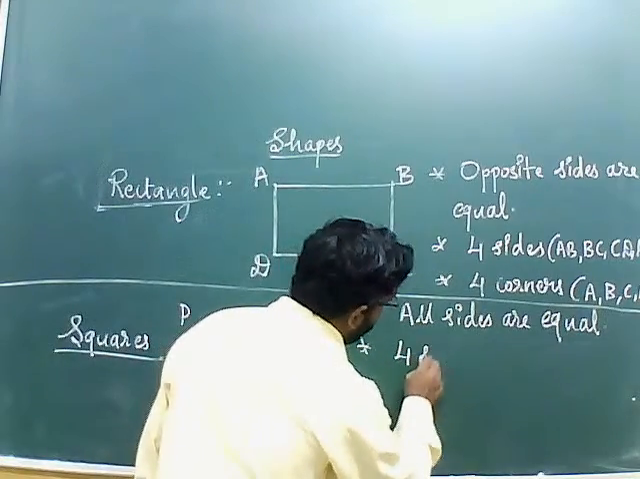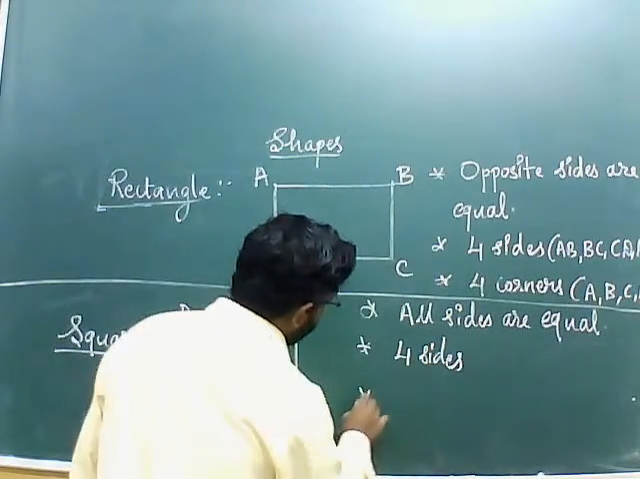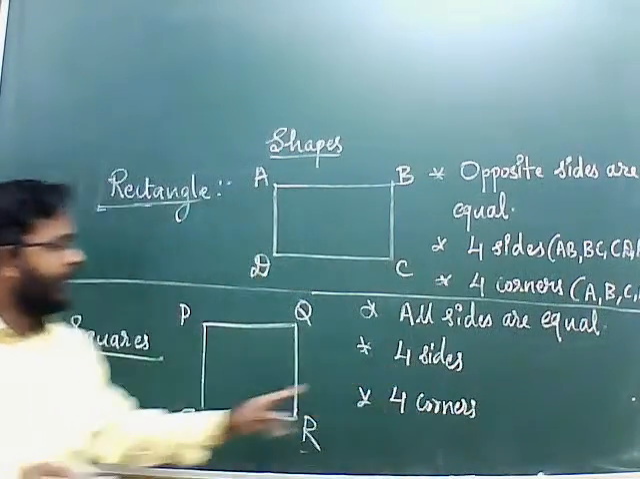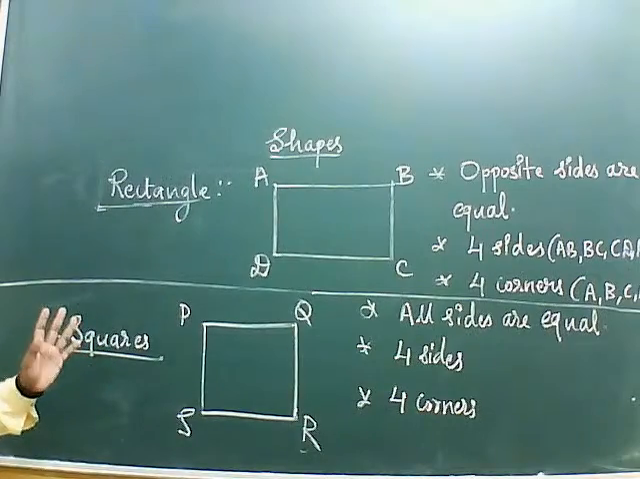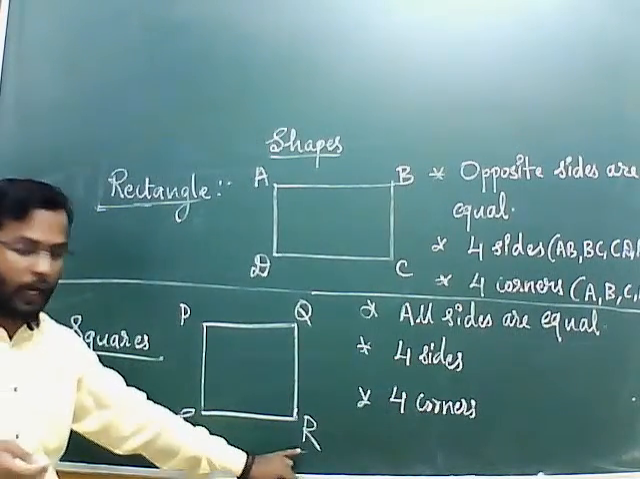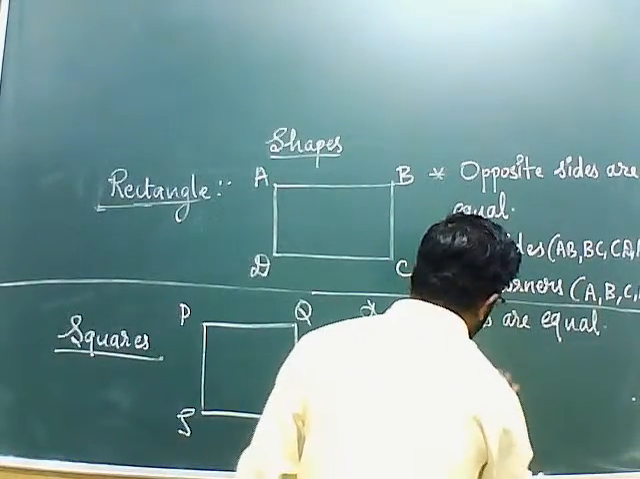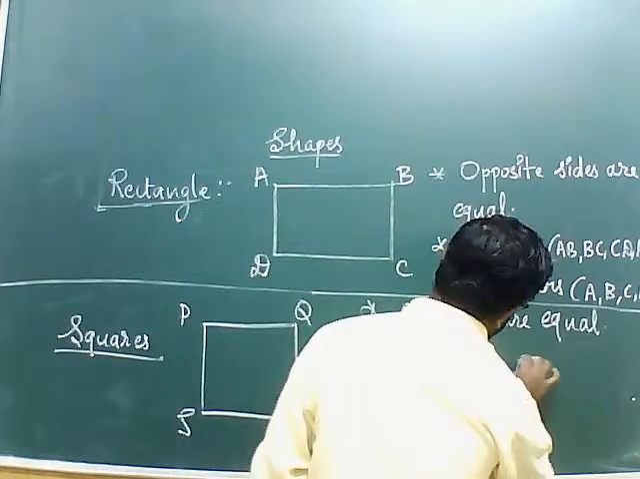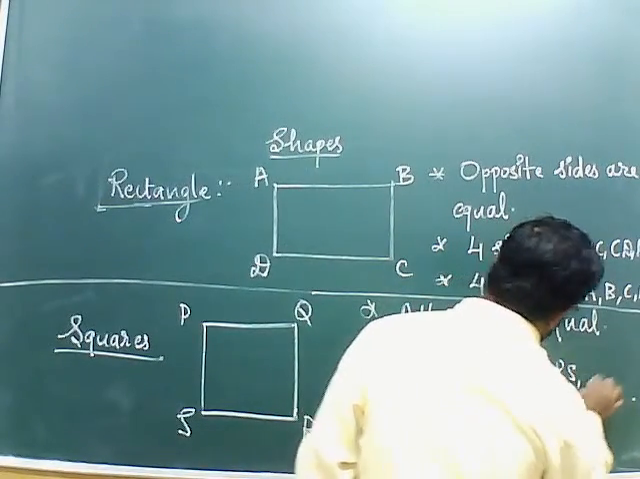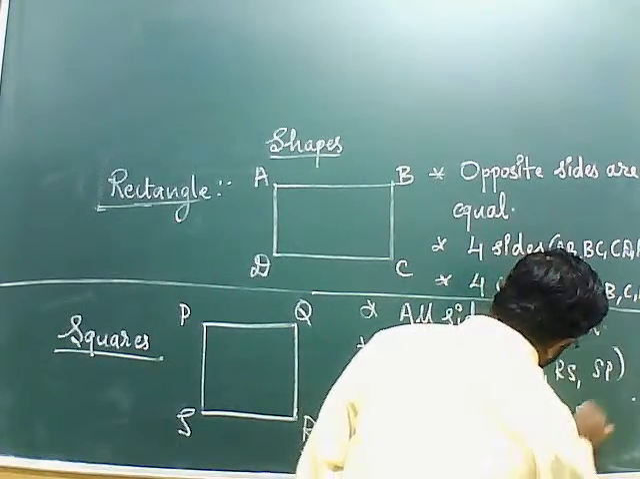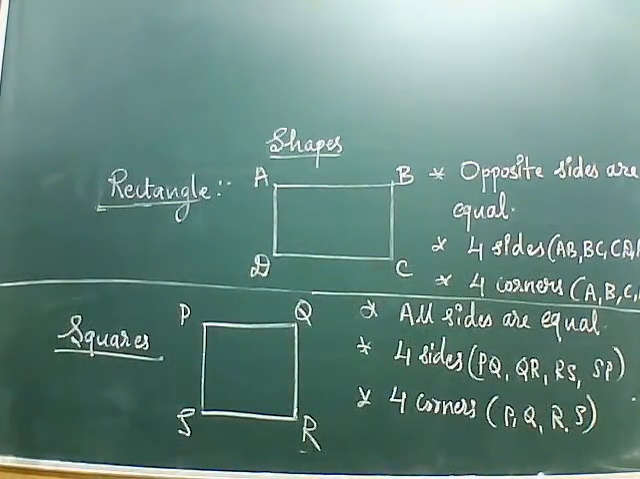It has four sides and four corners. What are the four sides? Again we have the same: PQ, QR, RS, and SP. If you want, you can write the four sides. And the corners are P, Q, R, S. So this is what we have about rectangle and square.